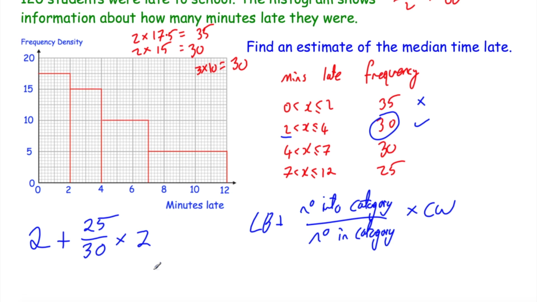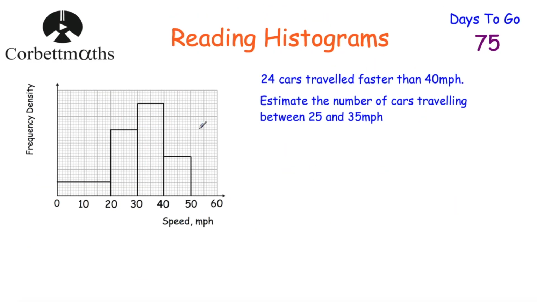So let's work that out. And that would be equal to 3.6 recurring minutes. Or if we want to round that to 2 decimal places, that'll be 3.67 minutes. And that's it. And if you got that, well done. Okay, let's have a look at one last question.